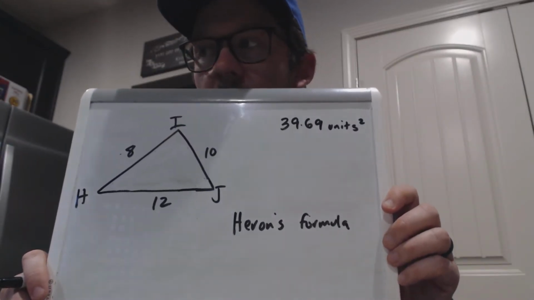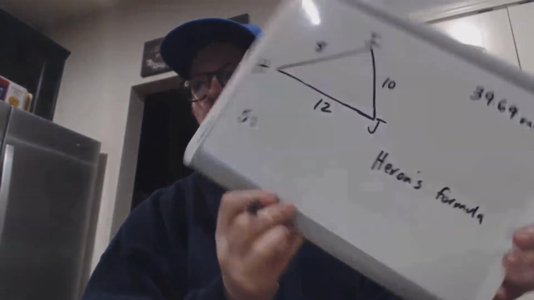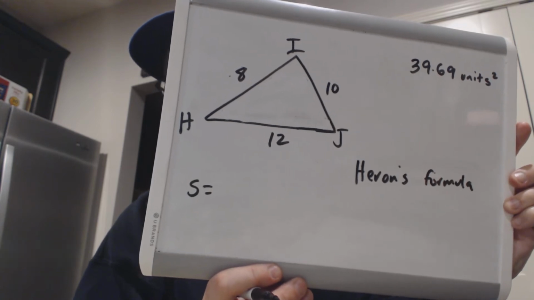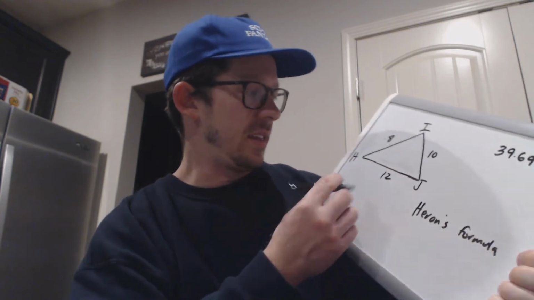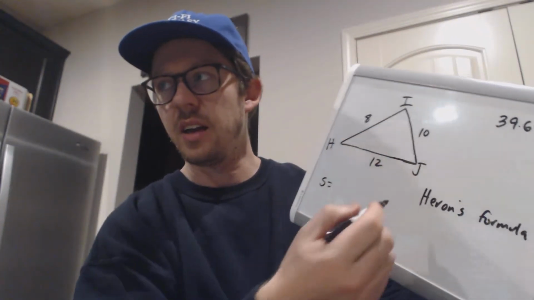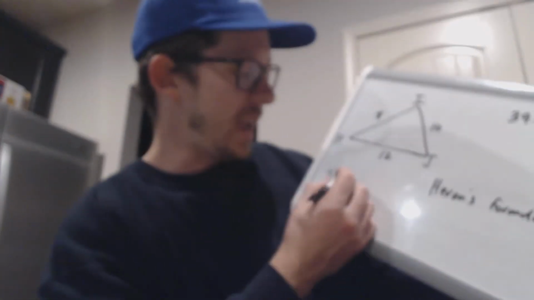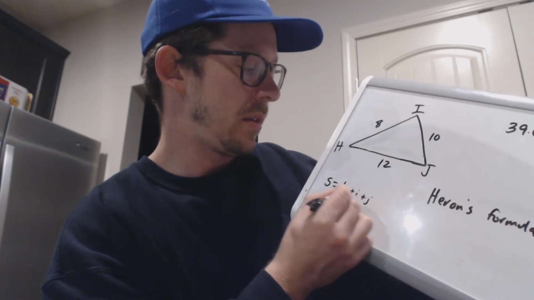In order to understand Heron's formula, you first need to understand this S variable. So S, I'm going to use this HIJ here. We usually use ABC, I'm just kind of breaking from that. But S is just this, look.